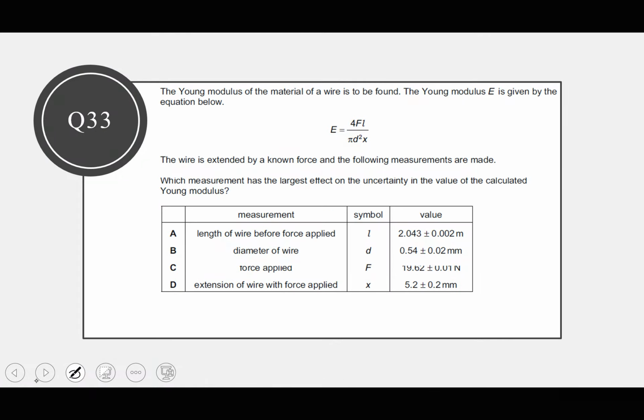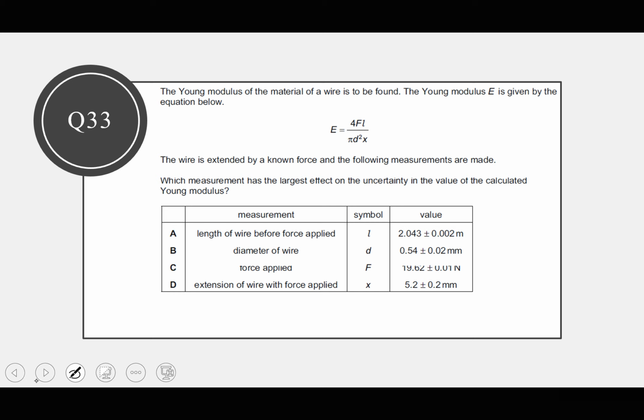The Young modulus of a material is given by that equation. The wire is extended by a known force and the following measurements are made. Which measurement has the largest effect on the uncertainty in the value of the calculated Young modulus?